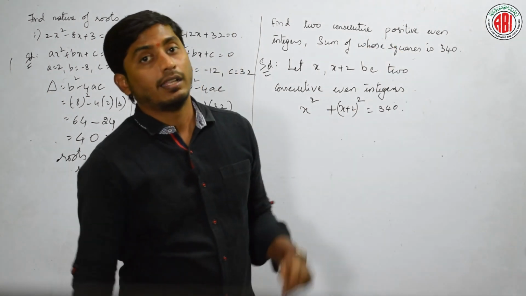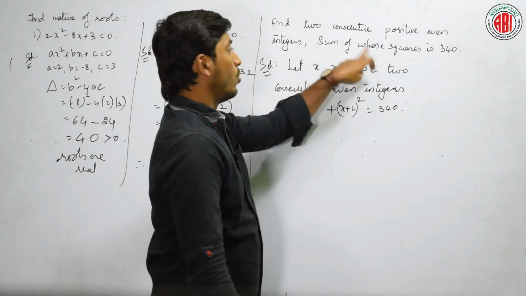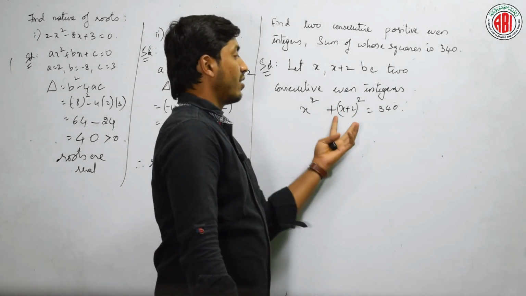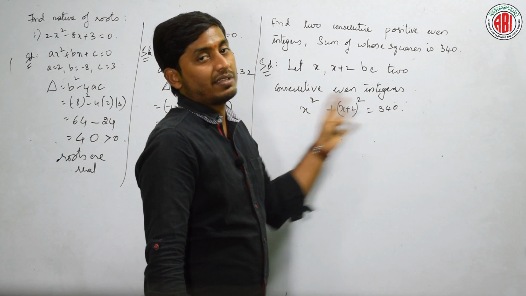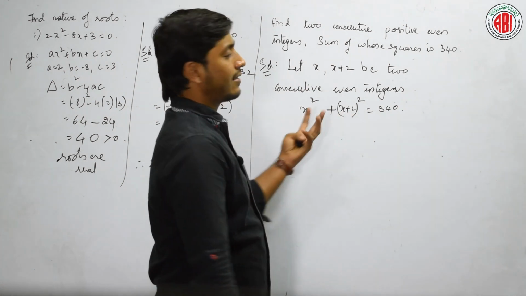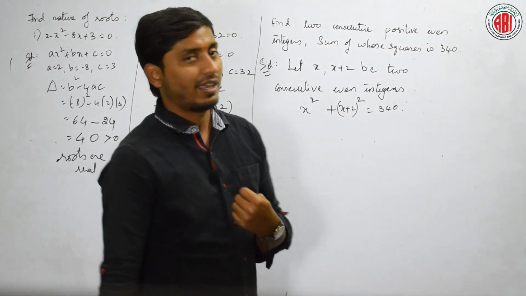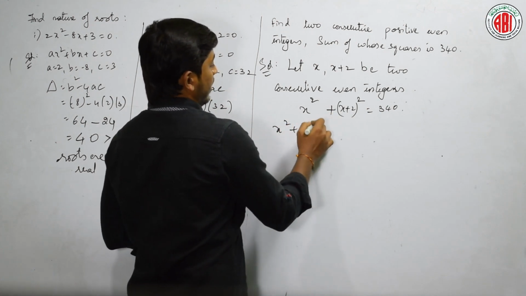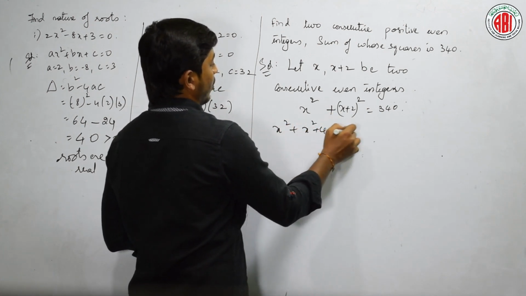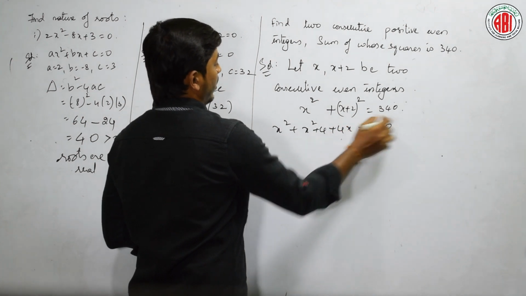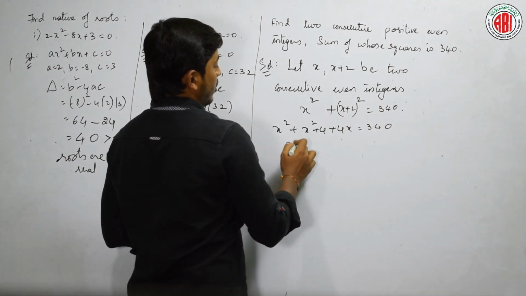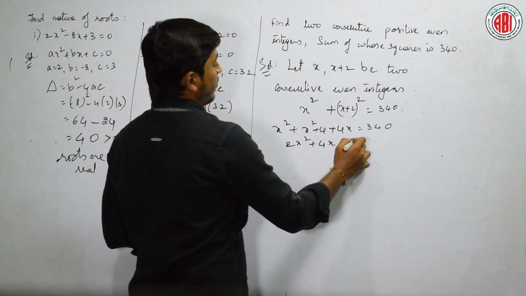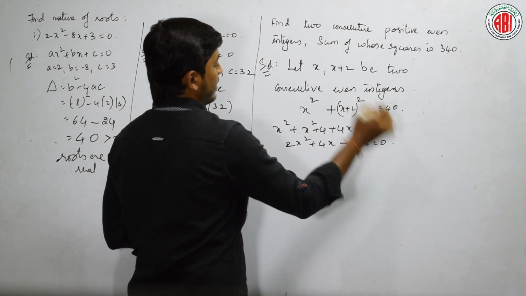Is it clear? See here, sum of whose squares? One term is x square and one more term is x plus 2 whole square. Sum is addition of that. Just solve this and find the values of x. Okay. See here, x square plus x square plus 4 plus 4x is equal to 340. X square plus x square is 2x square plus 4x, 4 minus 340 is minus 336.